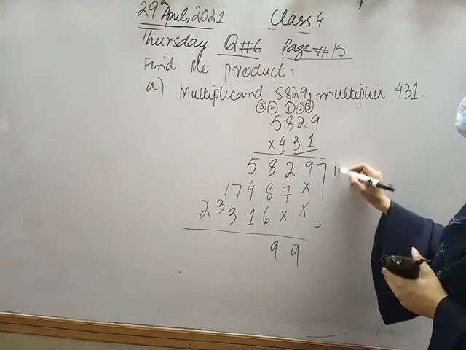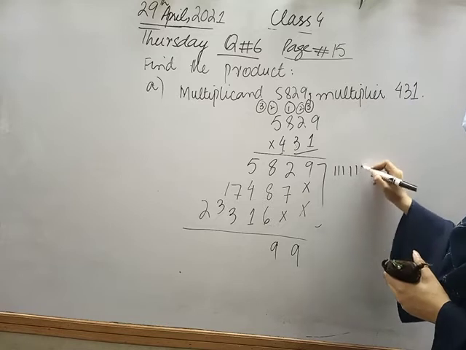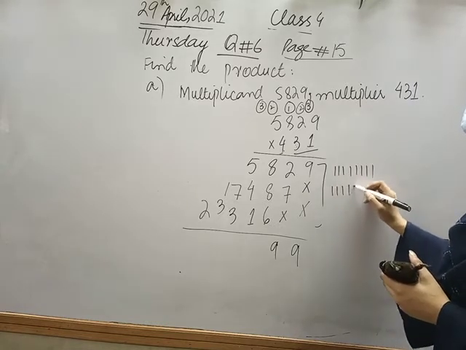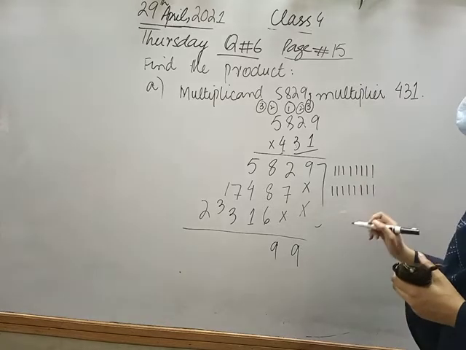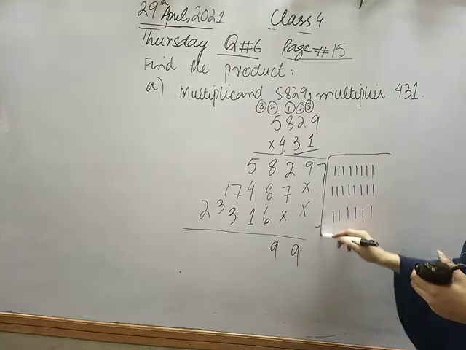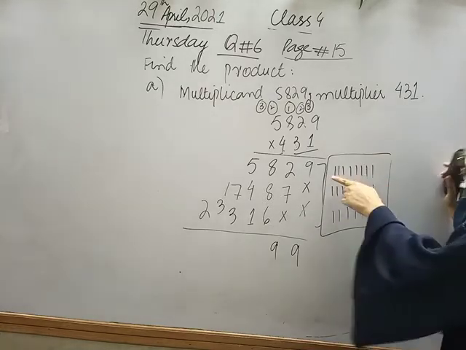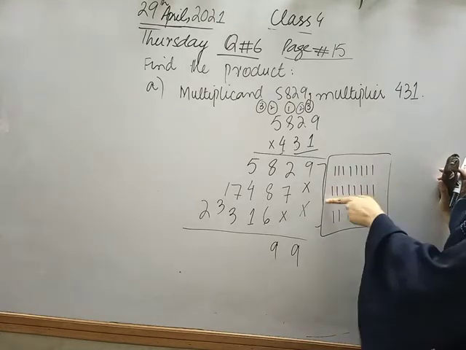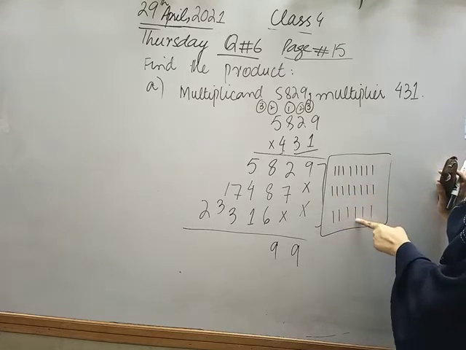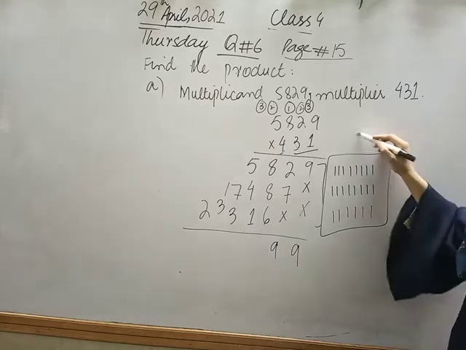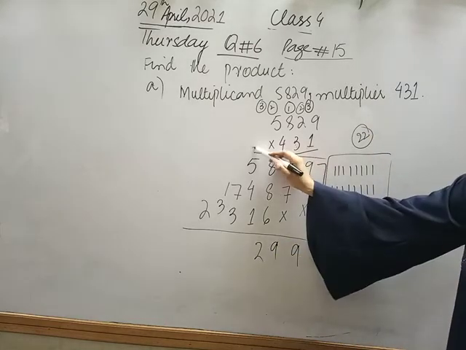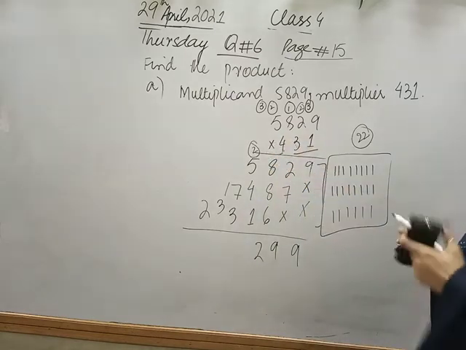8 plus 8 is 16. 8 for upper: 1 2 3 4 5 6 7 8. 8 for middle: 1 2 3 4 5 6 7 8, and 6 for lower: 1 2 3 4 5 6. So in total we have 8, 8, 16, 17, 18, 19, 20, 21, 22. 22 is a two digit number, so I will write 2 here and 2 as a carry. Fine.